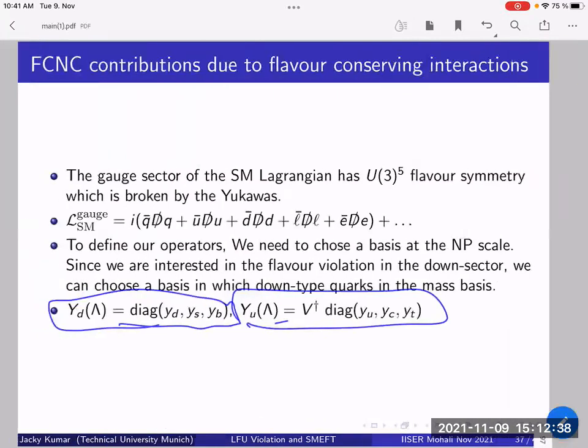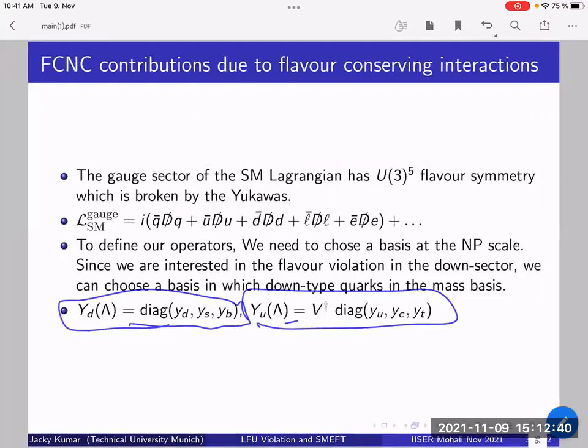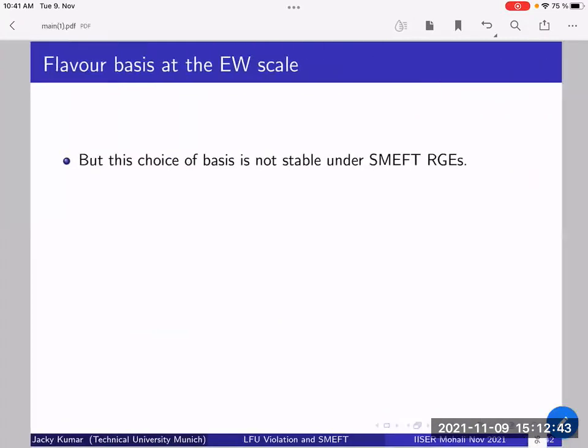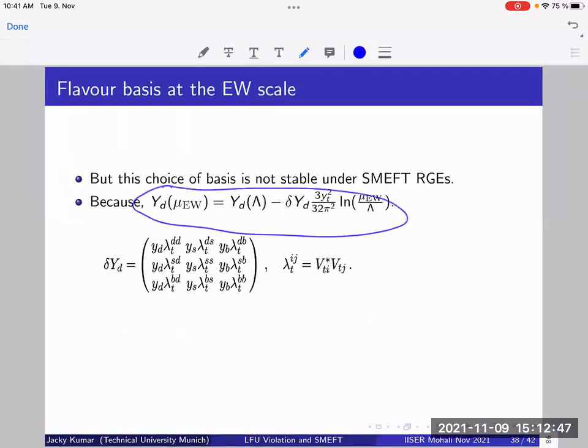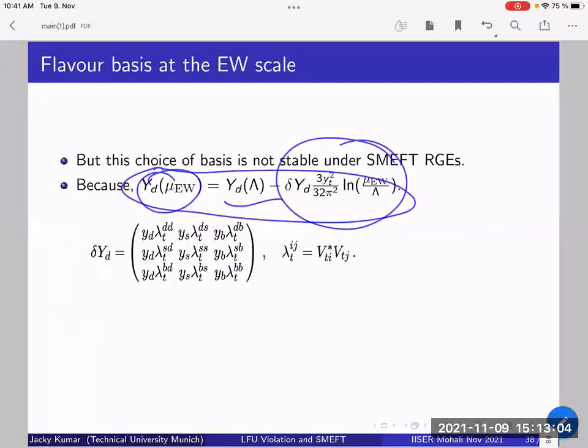But the point is that even if you start with this particular diagonal basis at the high scale, and you run down just the standard model Yukawas, they become non-diagonal at the electroweak scale. So this is the value of Yukawas at the electroweak scale as a function of Yukawas at the new physics scale, and this is a one loop part which you introduce due to running. So you see that under RG your Yukawas become non-diagonal.